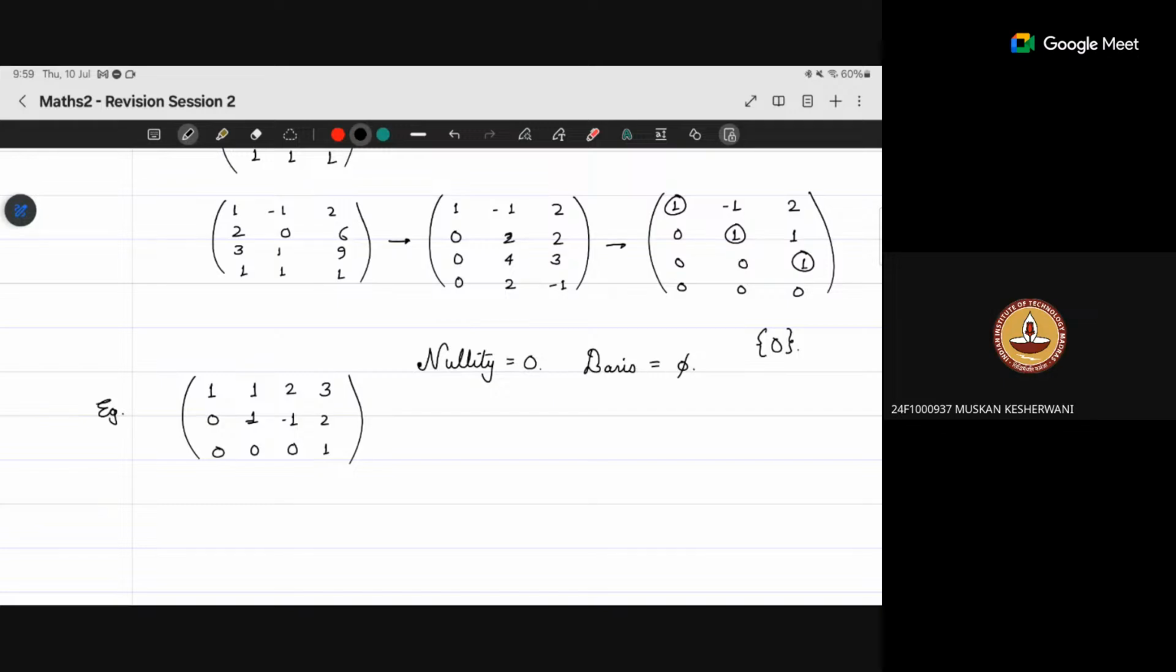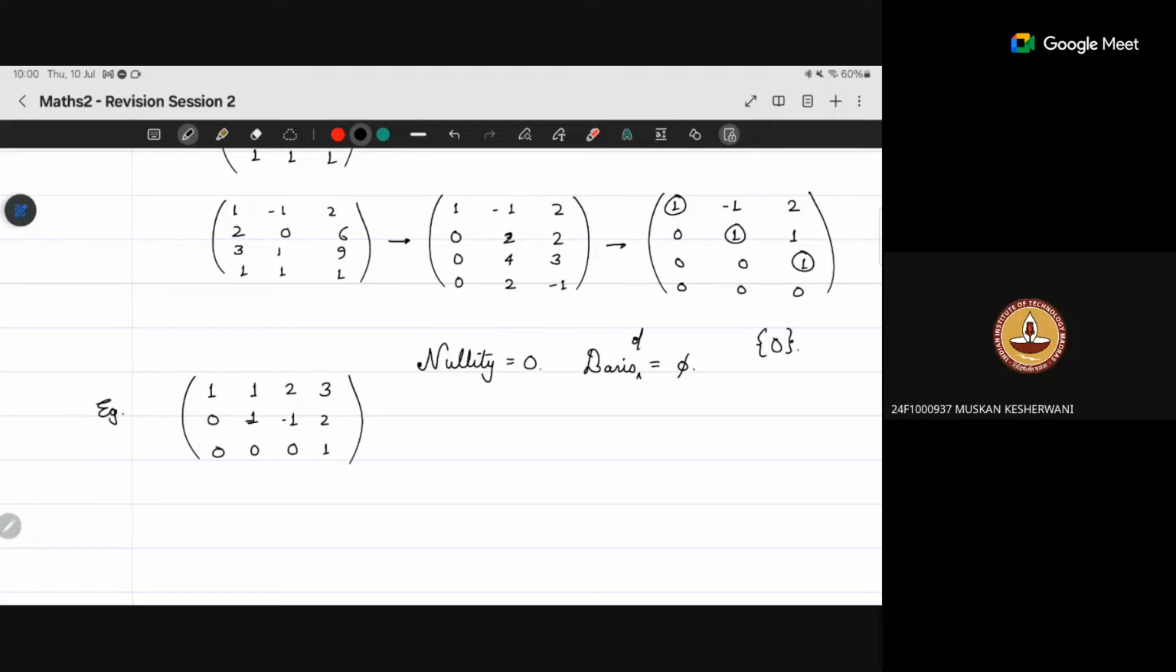So what is a basis? What is nullity? Nullity is the dimension of the null space, and the dimension of the null space has to be 0, which means the number of elements in the basis has to be 0. What is a set with 0 elements? This is the basis of the null space.